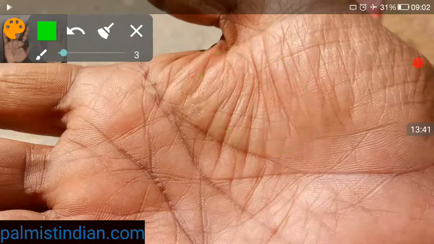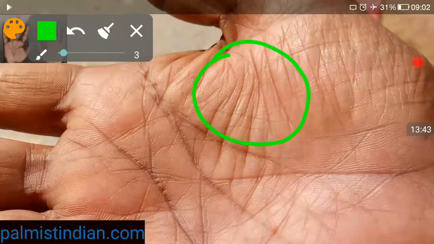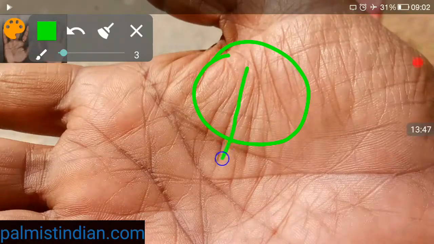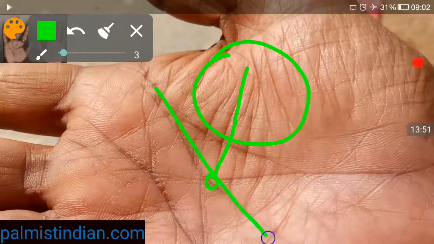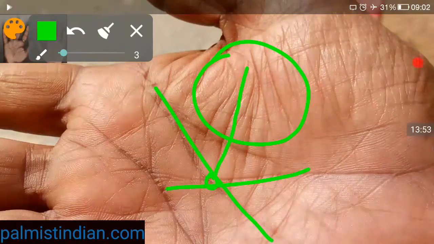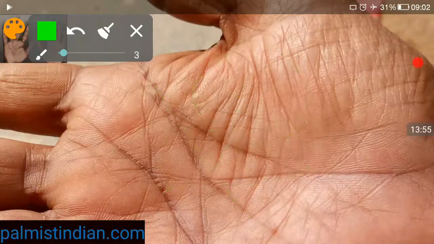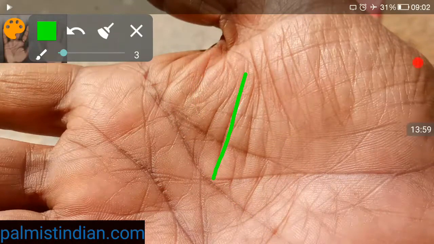From this particular area, Mars negative, this is called Mars negative, a line is coming and touching the head line and the money line. So at this particular juncture, the age we would say as 35, 34 and a half or 35, that's when the problem might have cropped up.